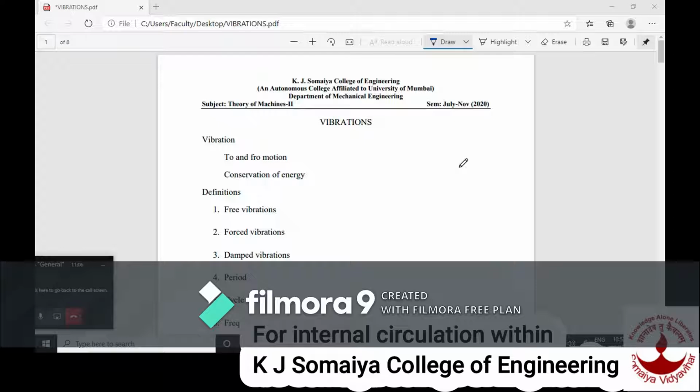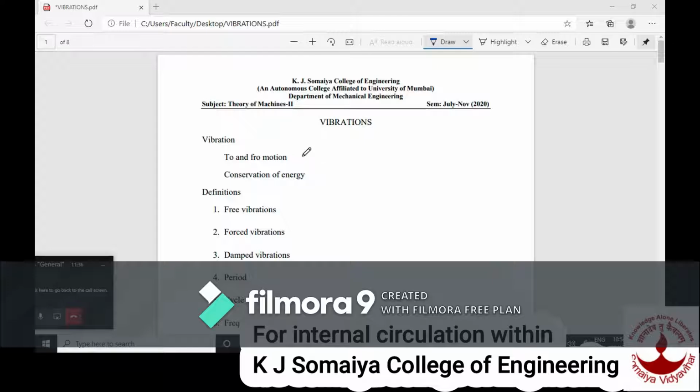Today we are going to discuss some basic terminology related to vibrations. So, what is the meaning of vibration, or when is a body said to be vibrating? A body is said to be vibrating if it has to and fro motion. When any body is subjected to to and fro motion, it is called vibrating, and this body continues to vibrate indefinitely in the absence of friction or resistance to that vibration.